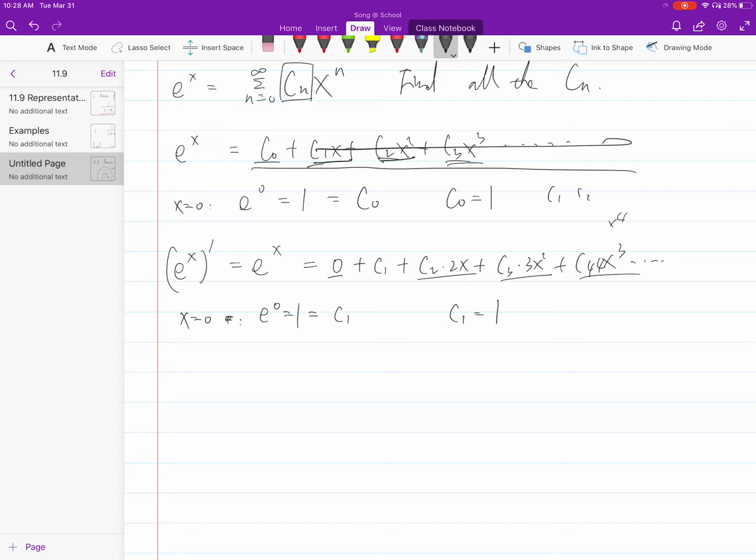What did you do? You have a power series which has x. You take x equal to 0. All the x disappear. Only the first term remains. You got the first number.